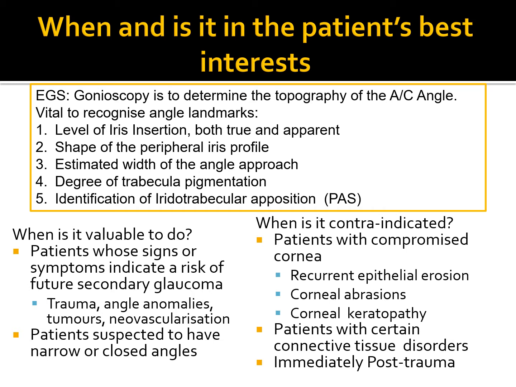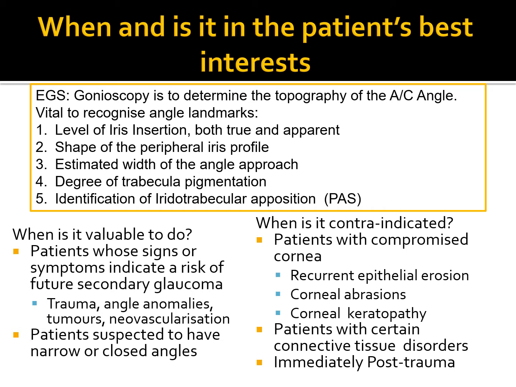Now, the European Glaucoma Society suggests that gonioscopy is to determine the topography of the AC angle. So the level of iris insertion, both true and apparent, the shape of the peripheral iris profile, an estimation of the width of the angle, the degree of trabecular pigmentation, that's obviously huge, and that's certainly something that an OCT cannot do. And then identification of peripheral synechiae, of course.